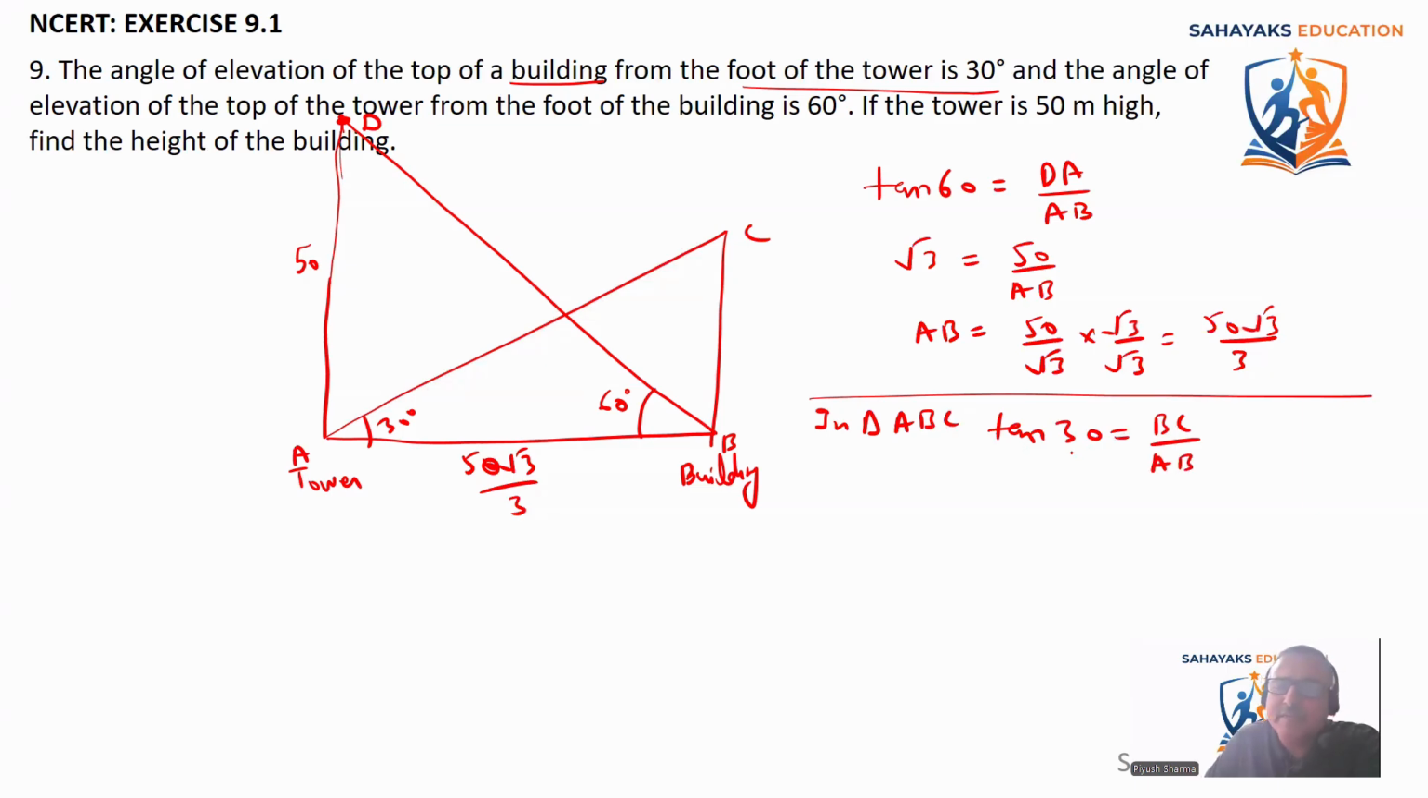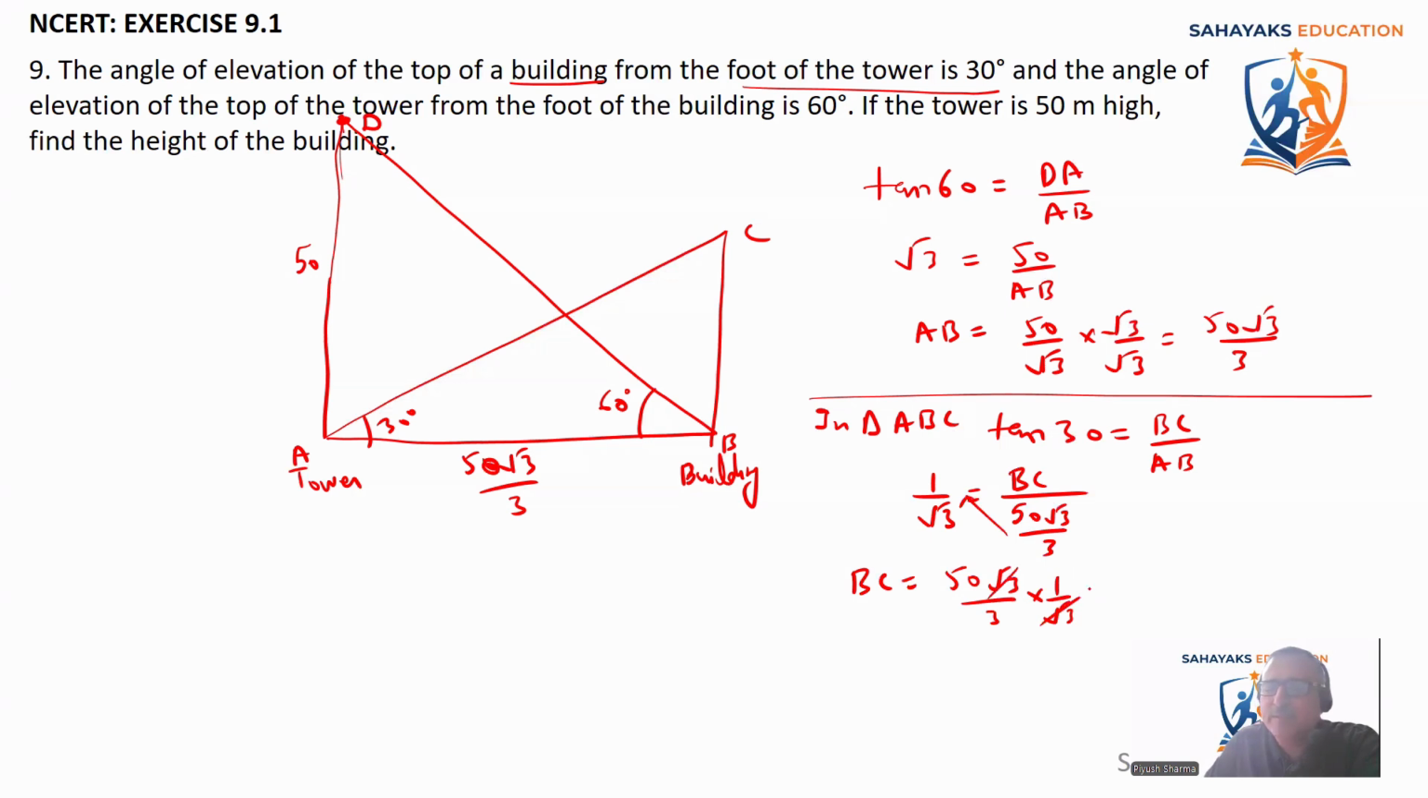So what is the value of tan 30? Tan 30 is 1 by root 3. So 1 by root 3 is equal to BC divided by 50 root 3 by 3. This implies that BC is equal to 50 root 3 by 3 multiplied by 1 by root 3. We cross multiplied on top, so root 3 will cancel out with root 3.